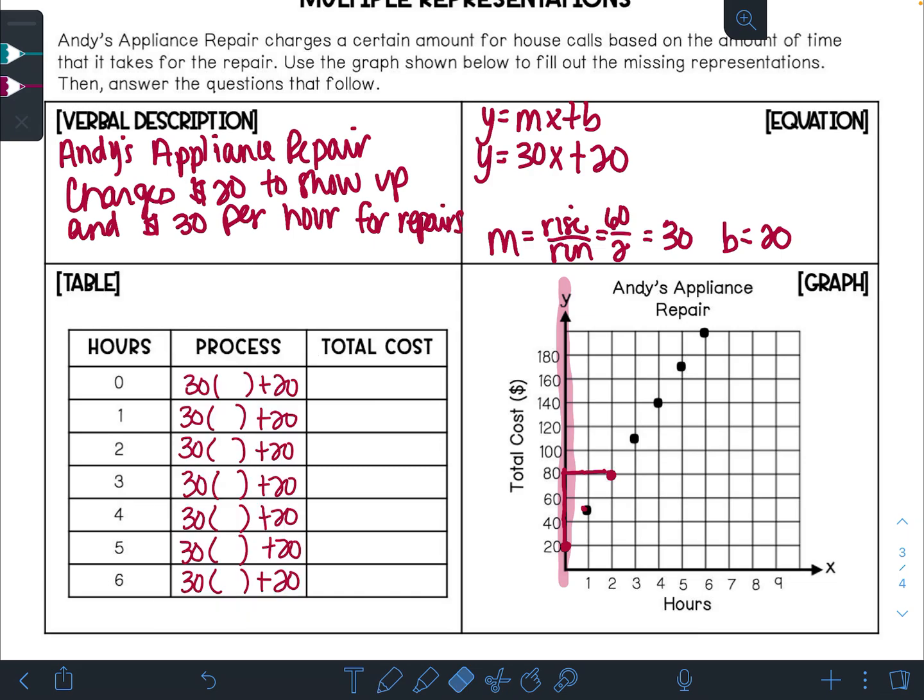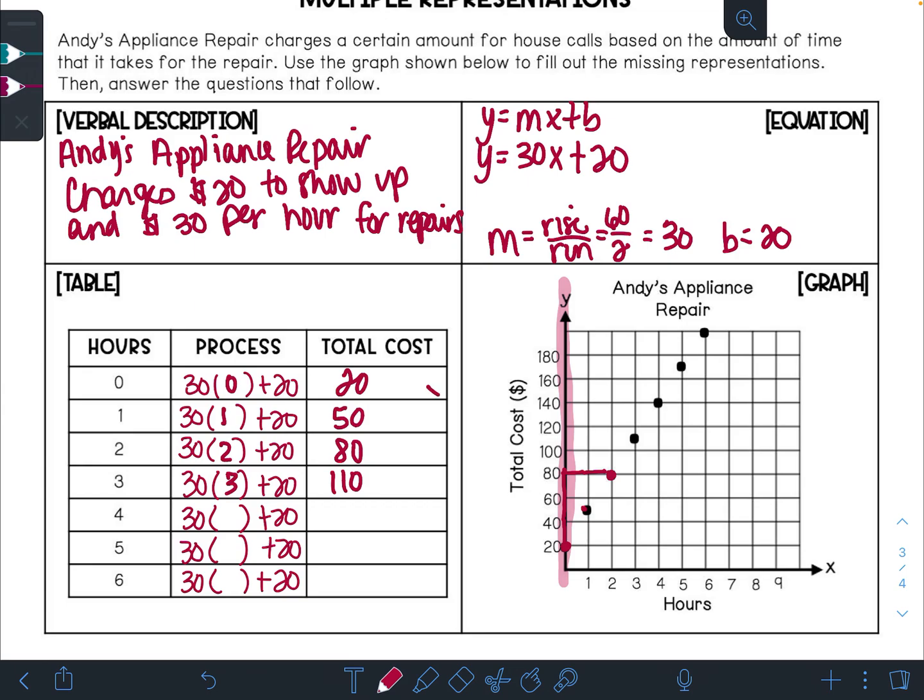So then if we want to do our table, again, I kind of filled it in to save a little bit of time. So you may have to pause this and fill in your table. So I know if he shows up for 0 hours, 30 times 0 is 0. So for him just to show up, with no time spent at your house, it's going to cost you $20. After 1 hour, I'm going to have that $20 for him to show up plus $30 for that first hour he's there, so I know it's going to be $50. After 2 hours, it's that $20 for him to show up plus $60 for the hours he's there. So I know that's $80.